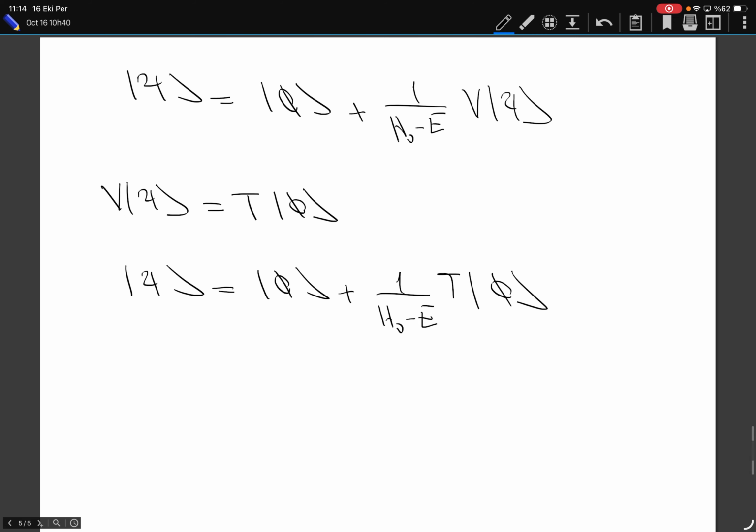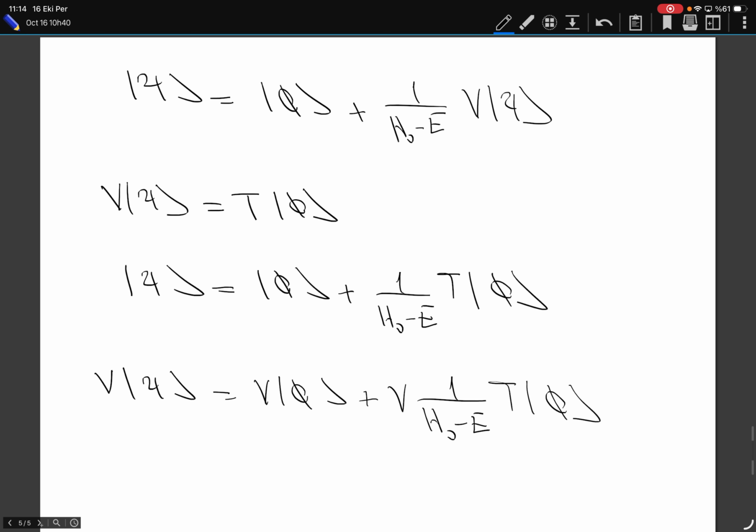Well, still not much helpful. You see, okay, the right-hand side doesn't depend on psi anymore, but I don't know what the hell this T is. So let me multiply both sides by V. Now, why did I do that? Well, on the left-hand side now I have V of psi, which is nothing but T of phi.